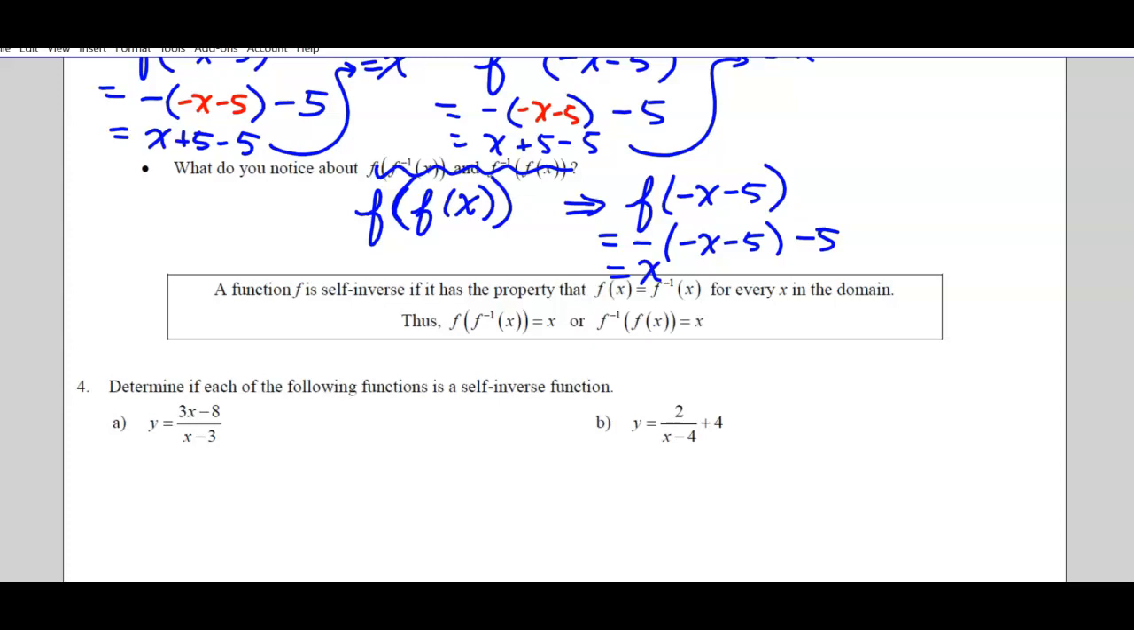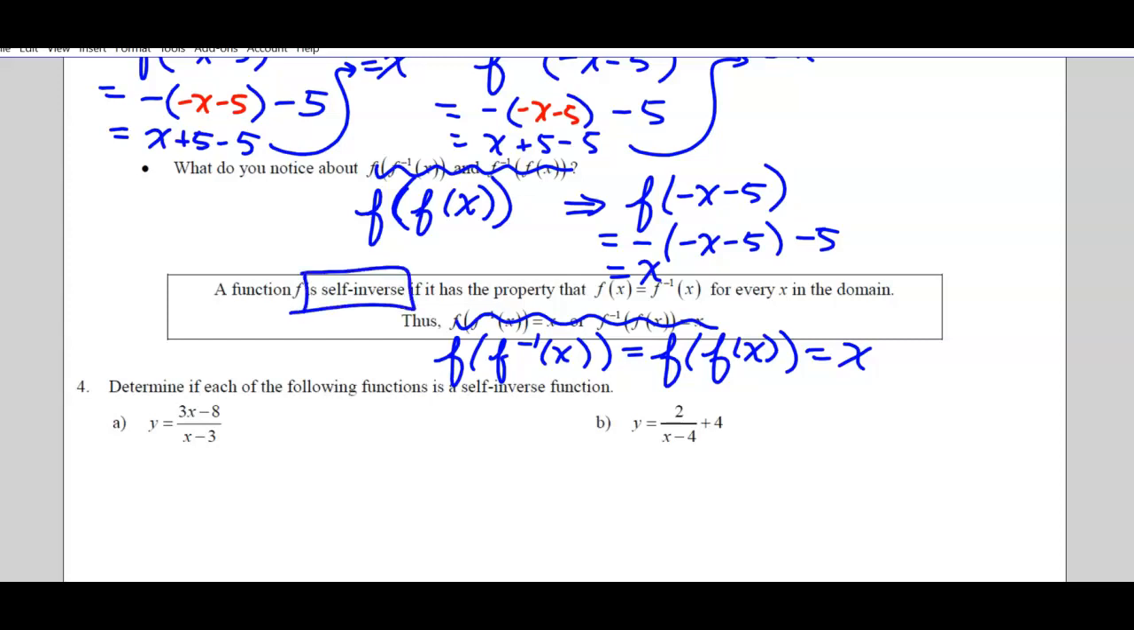Okay, so here, I'm just going to fix this to make it look like you're, because when I made this up, I was a little bit repetitive and not very clear, so we fixed it up. Okay, so f of the inverse of x, composition, will be equal to f of f of x. So the composition of the function with itself will equal x. Those are self-inverse functions.